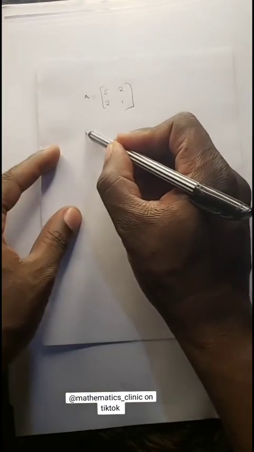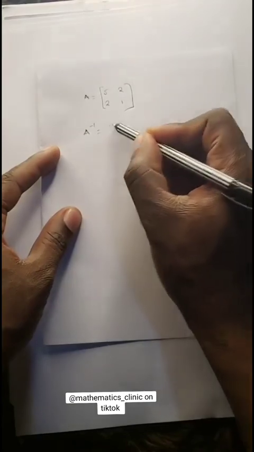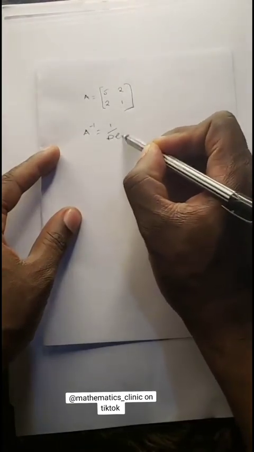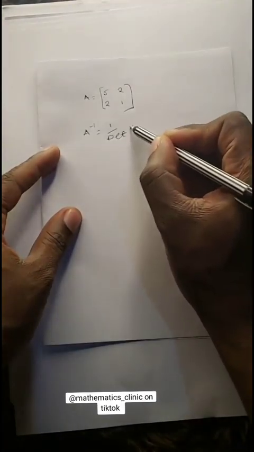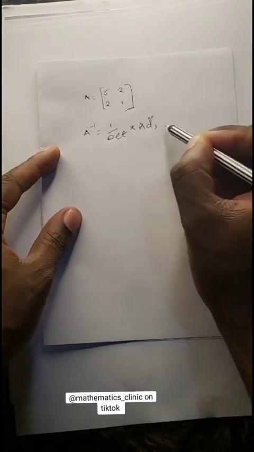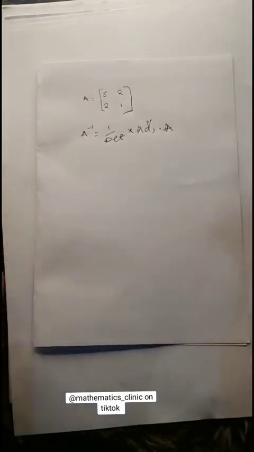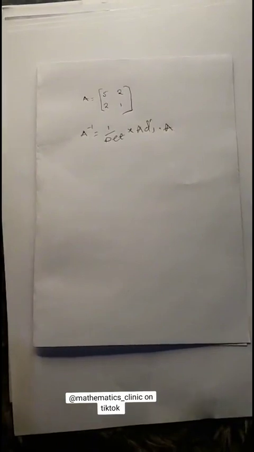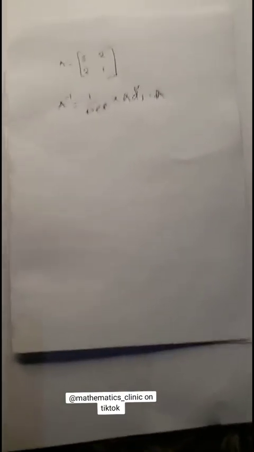The inverse of matrix A is equal to 1 over the determinant multiplied by the adjoint of the same matrix A. I hope you guys are able to see. If you're not, let me try to take this thing down a bit, like that.